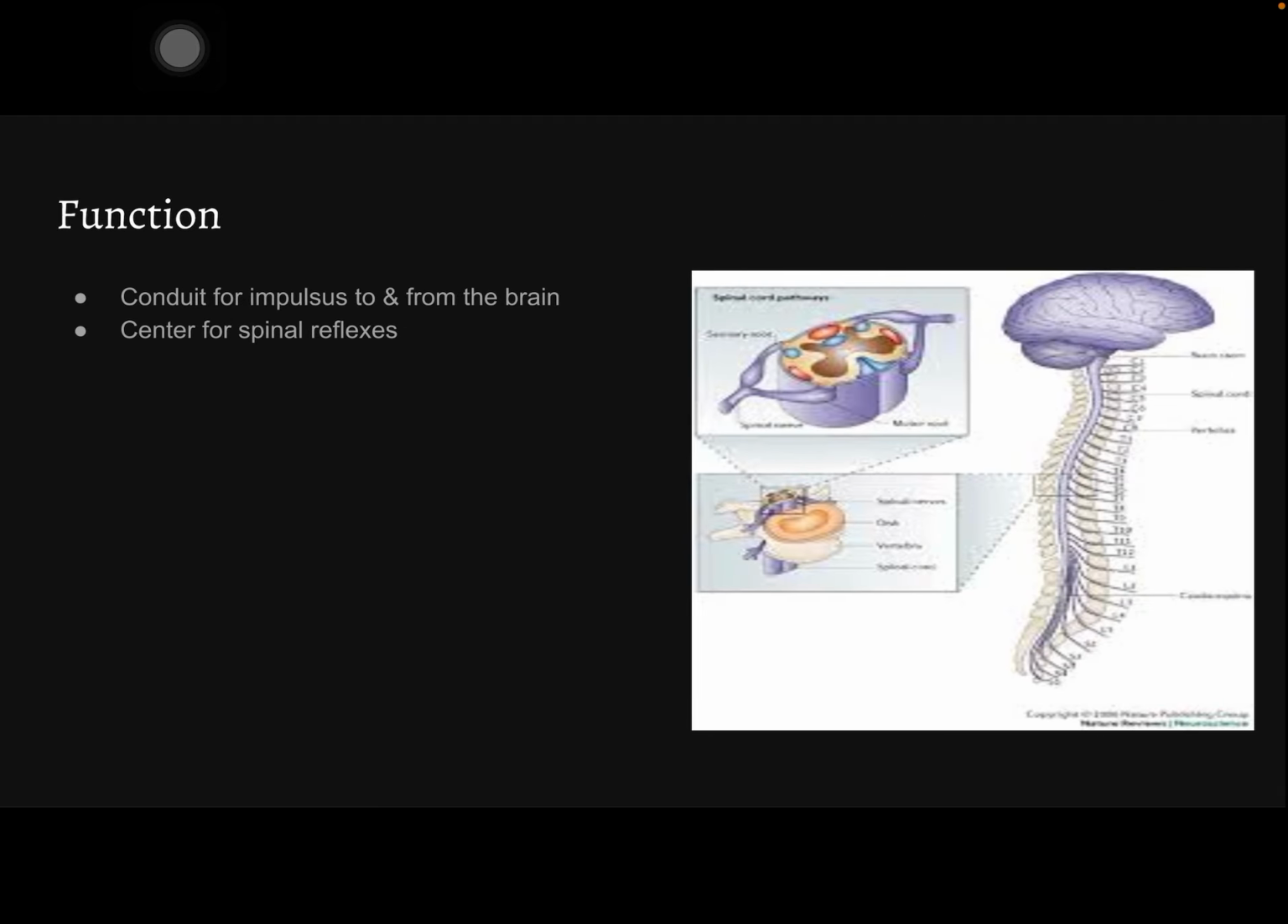And in terms of function, we have the first function being the conduit for impulses to and from the brain, and the second being the center for spinal reflexes.